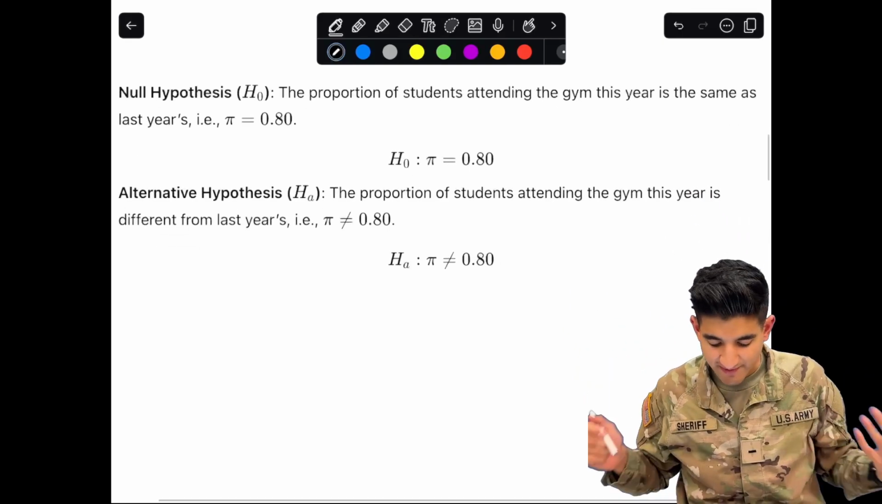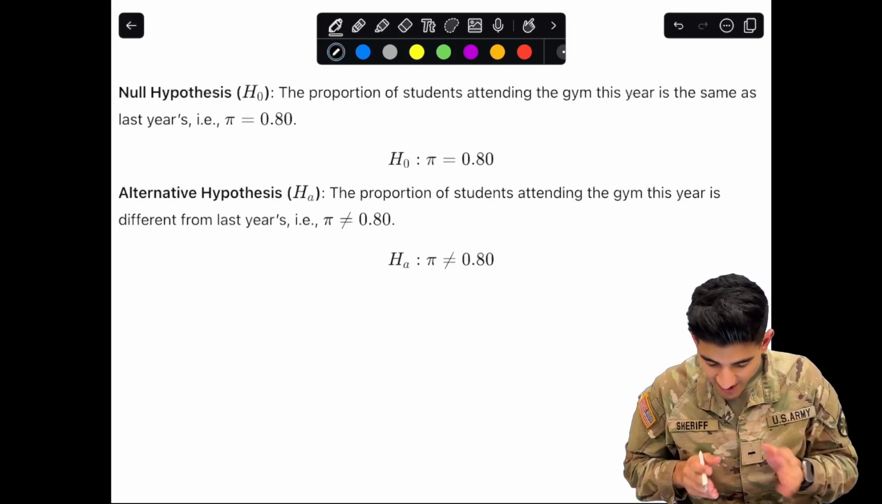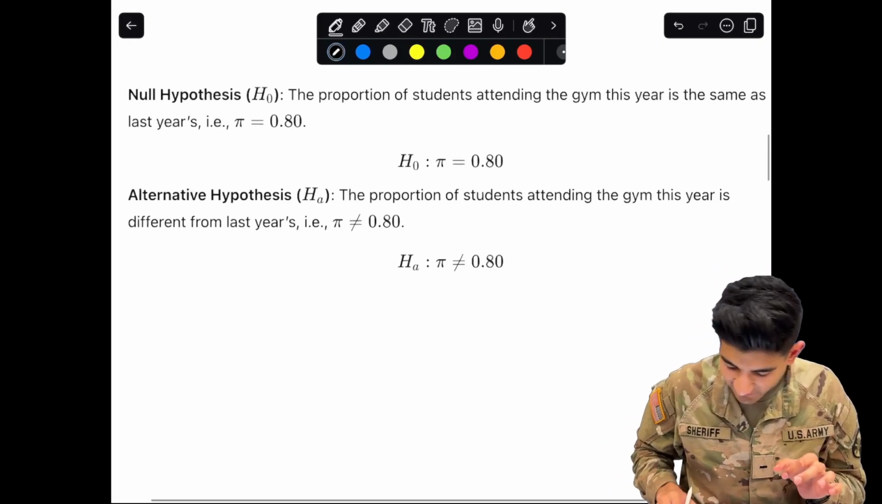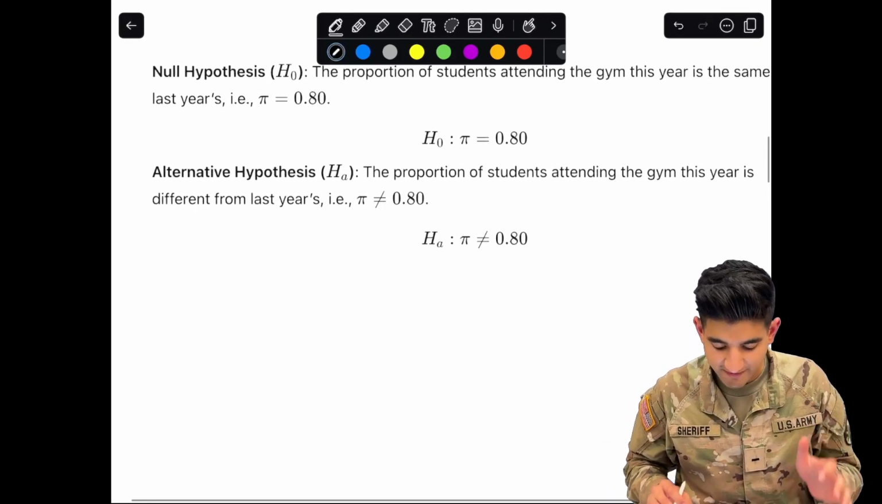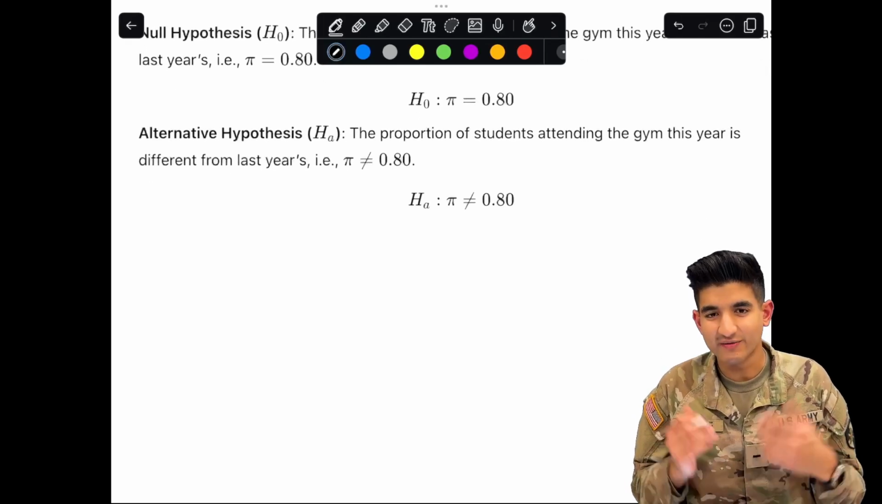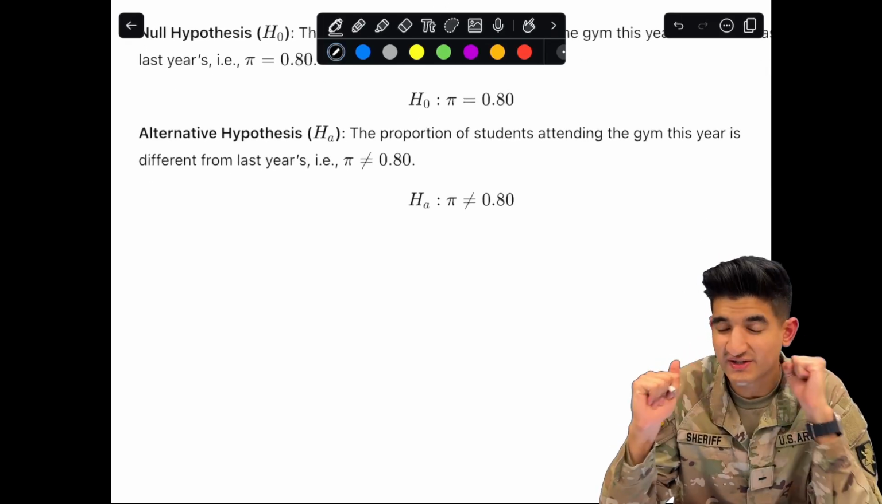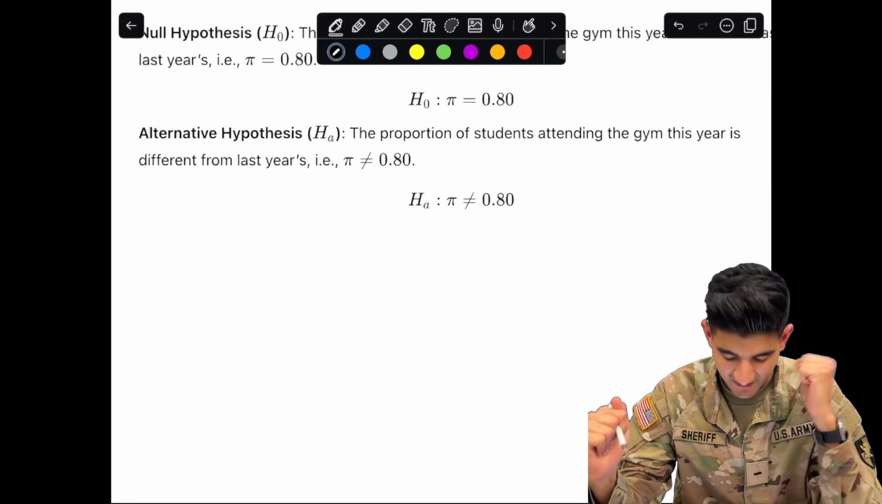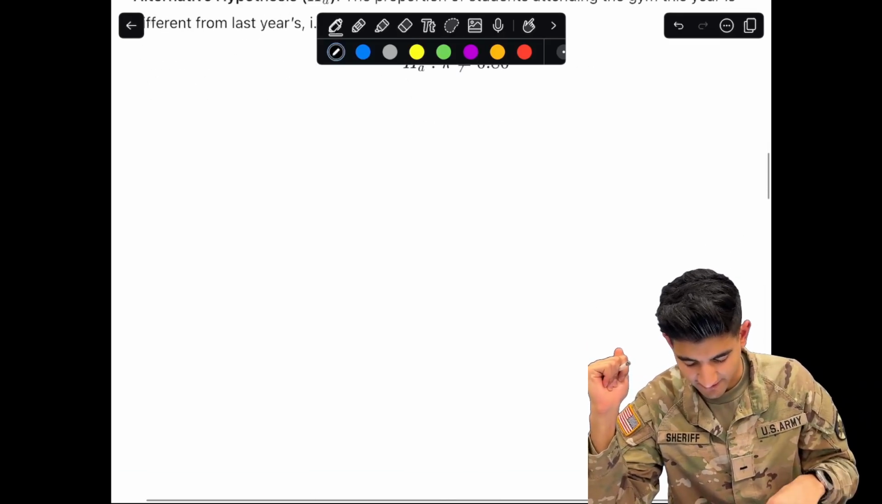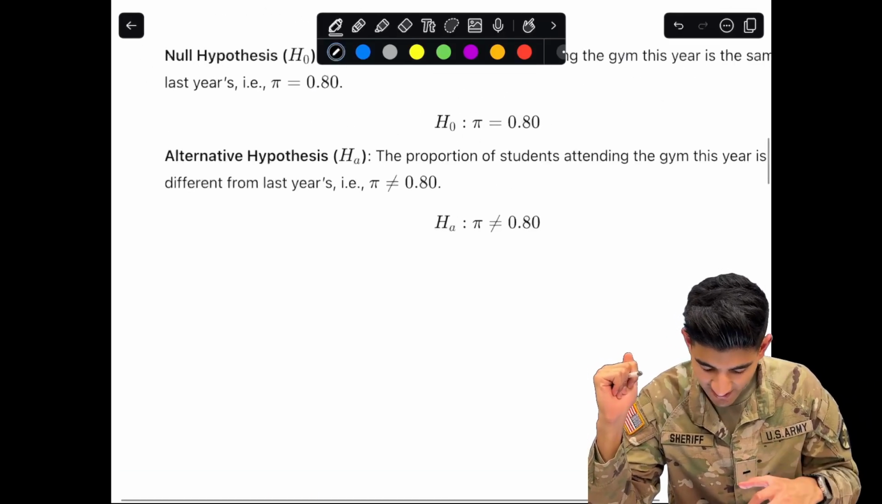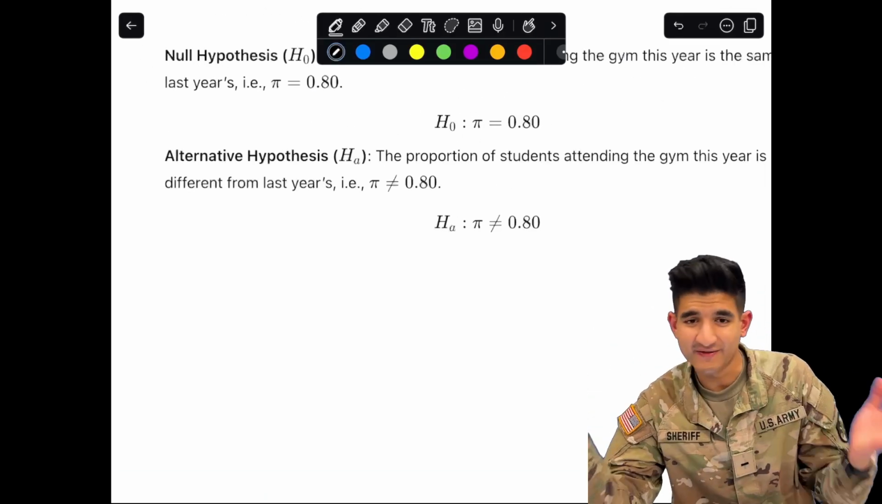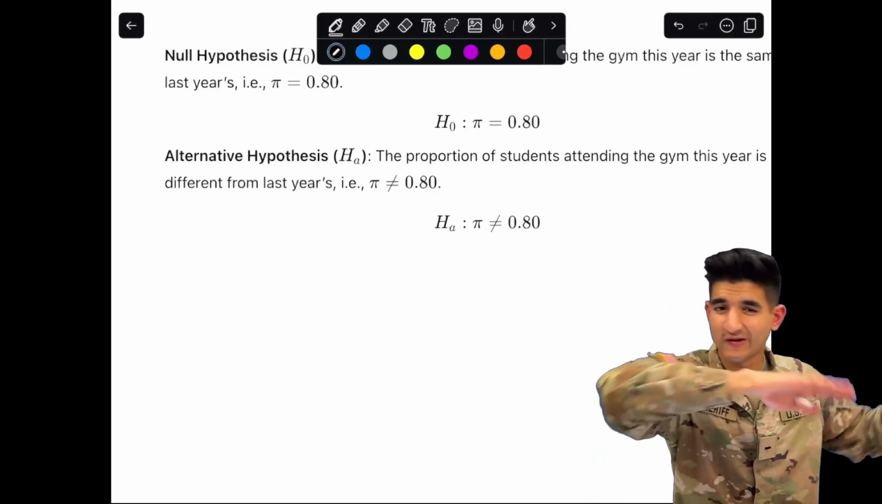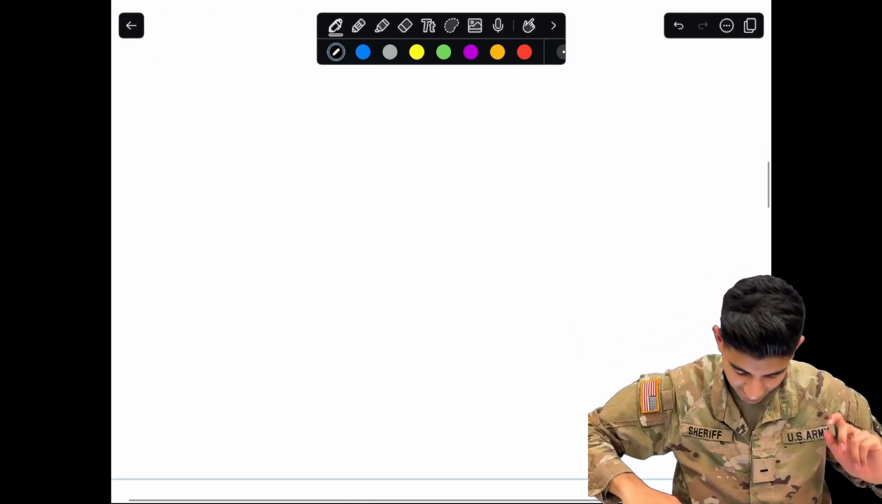Now, the alternative hypothesis, H sub A, is going to be the proportion of students attending the gym this year is different from last year. So pi is not equal to 0.80. In this type of problem, you really just need to see if it differs or it doesn't. It should be pretty straightforward. So again, pi equals 0.80 or pi is not equal to 0.80. We're not checking if it's lower or above, we're just checking if it's different.